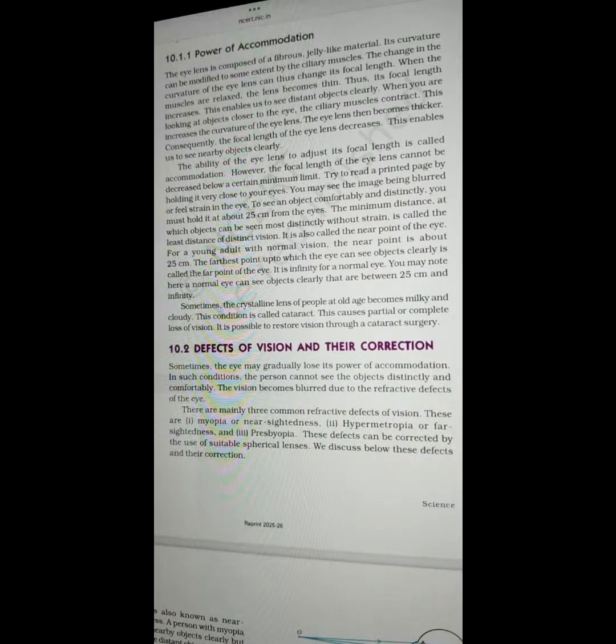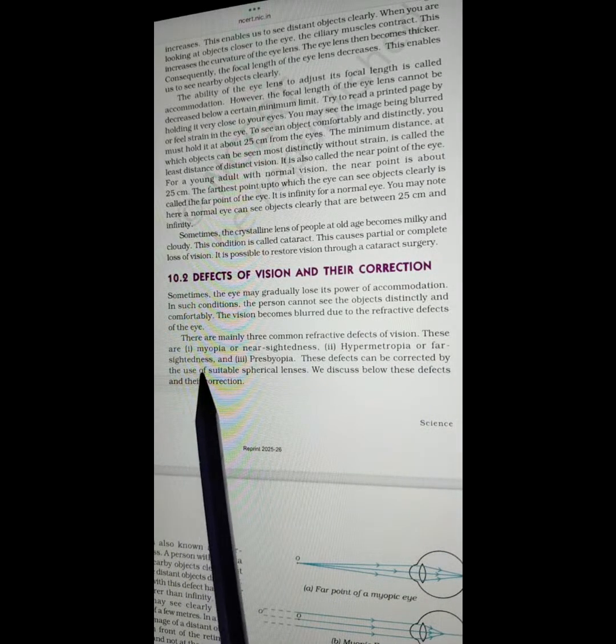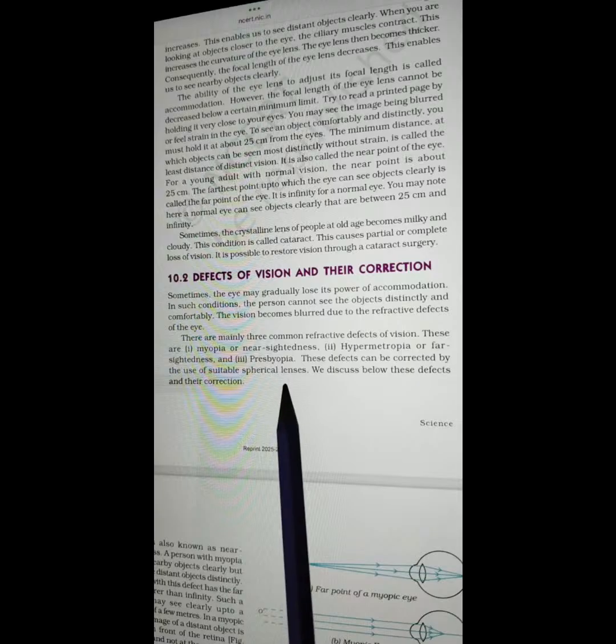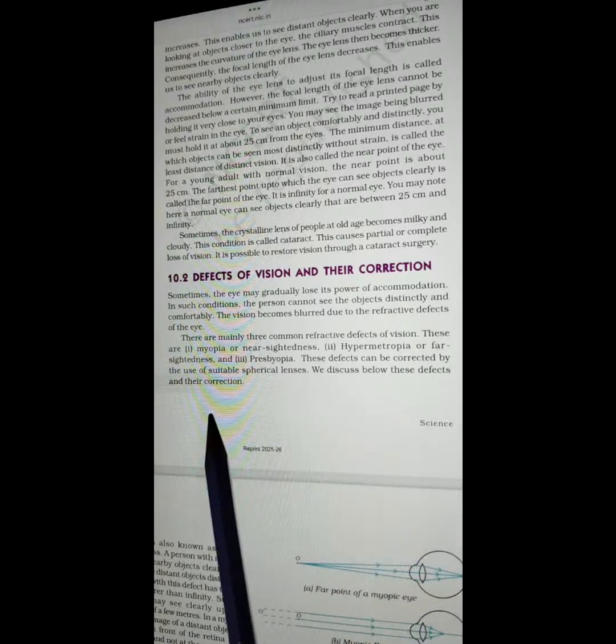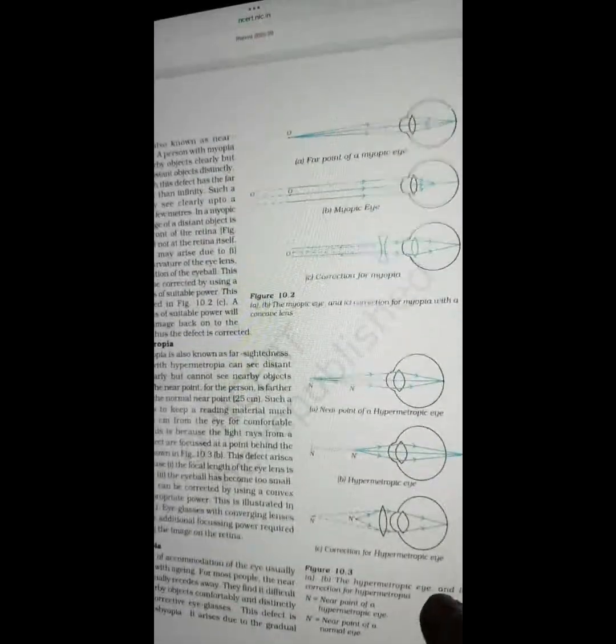So we are reading chapter 10, Human Eye and the Colorful World. 10.2 Defects of vision and their correction. Sometimes the eye may gradually lose its power of accommodation. In such conditions, the person cannot see the object distinctly and comfortably. The vision becomes blurred due to the refractive defects of the eye. There are mainly three common refractive defects of vision. These are myopia or nearsightedness, hypermetropia or farsightedness, and presbyopia. These defects can be corrected by the use of suitable spherical lenses. We discuss below these defects and their corrections.